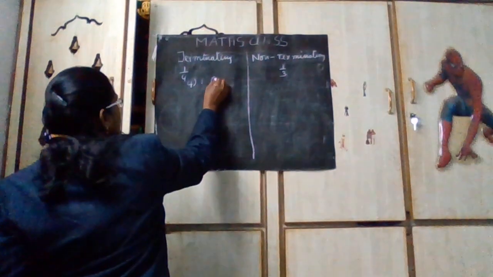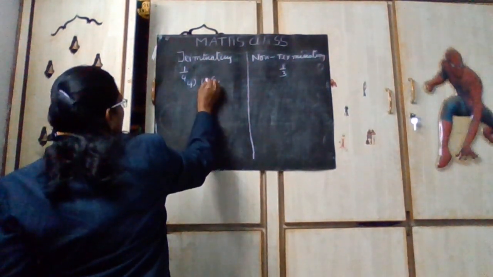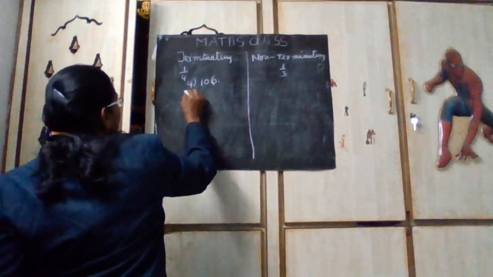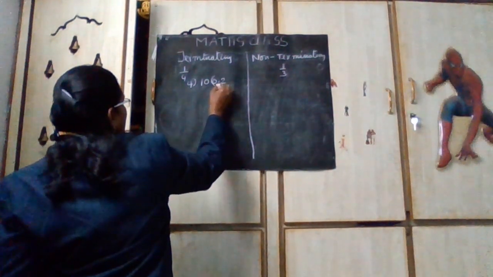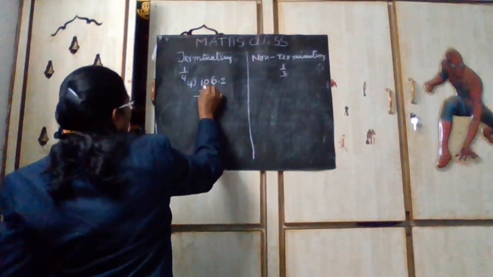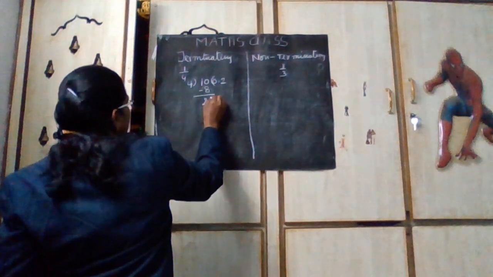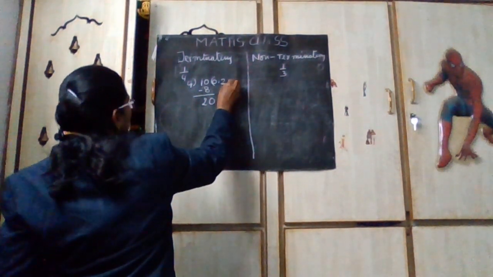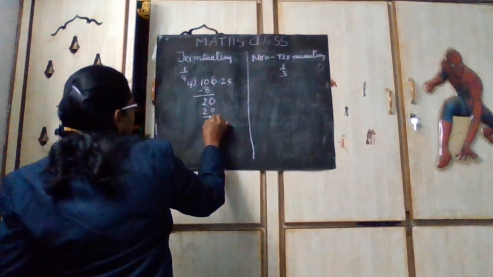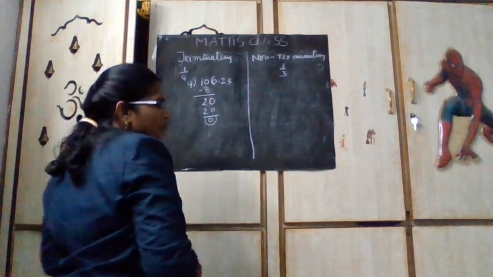Is it possible? No. Then you put a decimal and write 0, and 2 4s are 8. 0, 4 5s are 20. What is the remainder? 0 is the remainder.